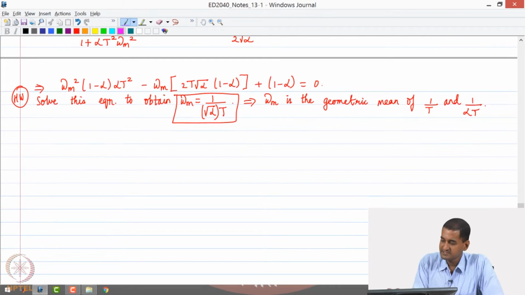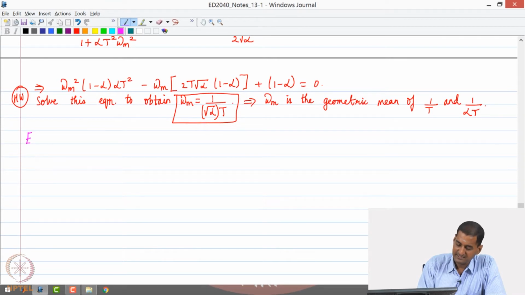This is the expression for the frequency at which we get the maximum phase. So let us do an example. Let us essentially take some values for the parameters involved in the lead compensator.